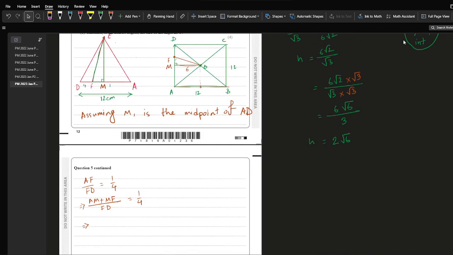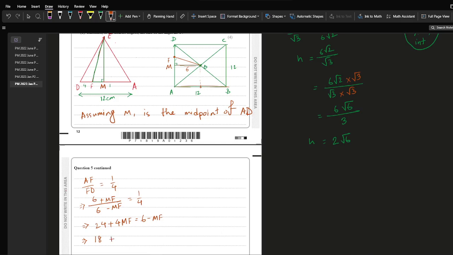Now what is FD here? FD is nothing but MD minus MF. Now what is MD? Since M is the midpoint, MD is basically AM. If you're finding it difficult to understand, just pause the video and look at the graph. Now what is the value of AM? AM is 6, and if we multiply we get 24 plus 4 MF is equal to 6 minus MF. 24 minus 6 is 18, and MF comes to this side.